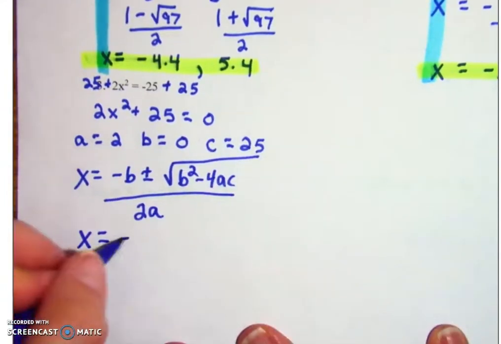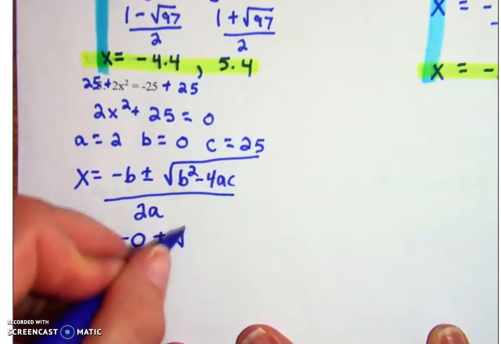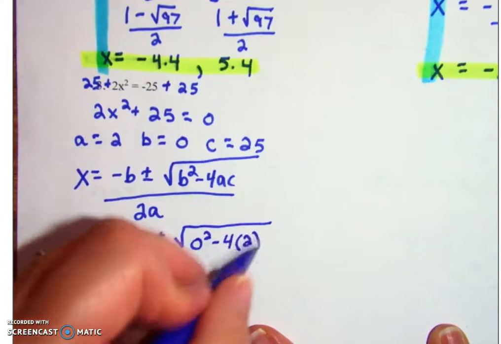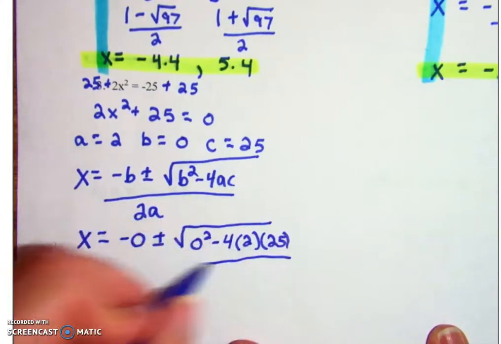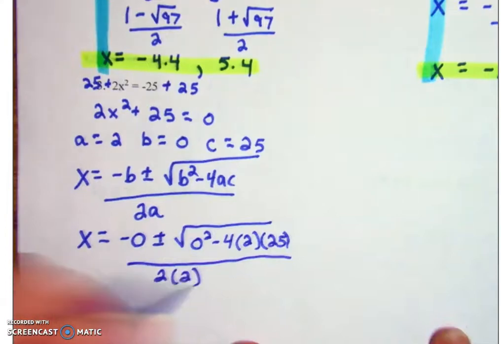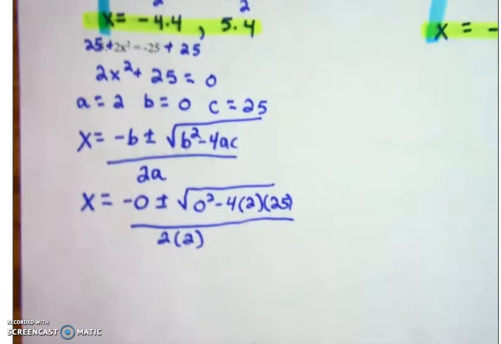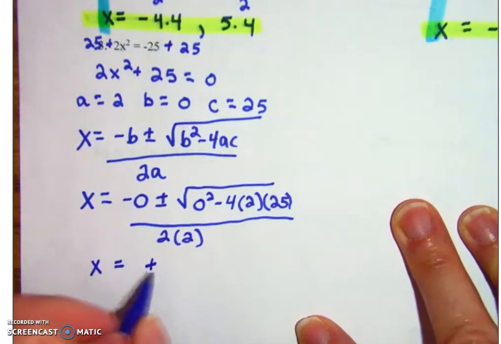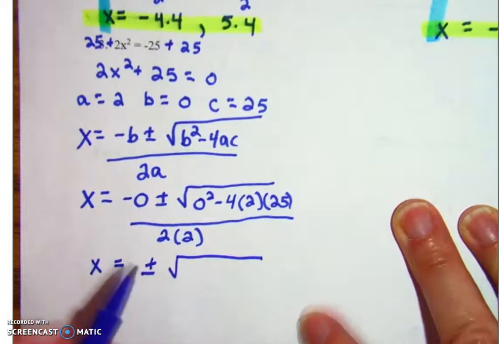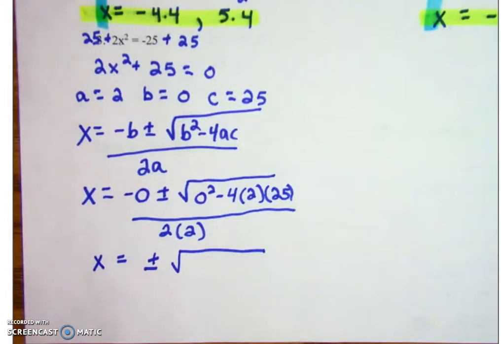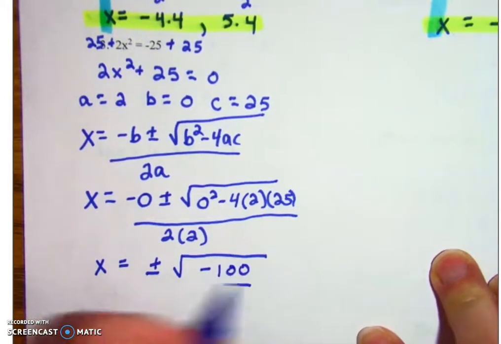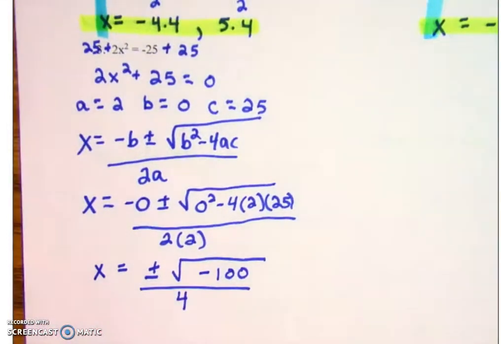Okay, negative 0 plus or minus square root 0 squared minus 4 times 2 times 25, all over 2 times 2. Okay, here we're going to get the negative 0 just canceled out, so you really have plus or minus the square root. Now 0 minus 4 times 2 times 25 is going to give you a negative 100, all over 4. Now notice that discriminant is negative.